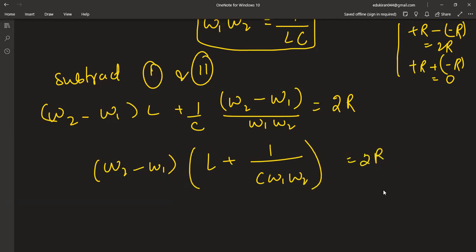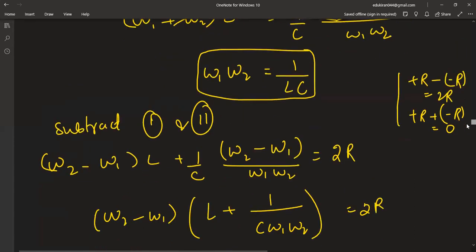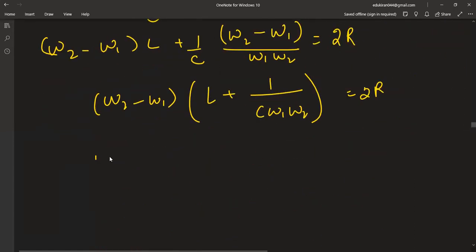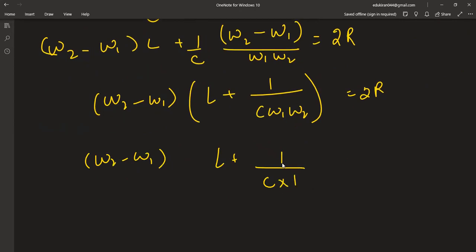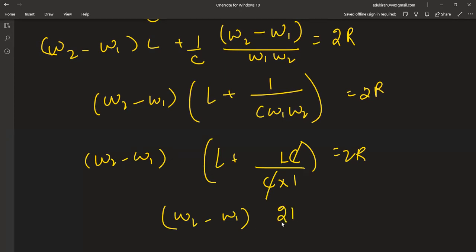Can you see, class, we are stuck here. We'll not be able to simplify this further. Nothing is being cancelled. But omega 1 into omega 2, we have already obtained from here. That is 1 by LC. That's why we had added these equations. This was the significance. So omega 2 minus omega 1, L plus 1 by C, now omega 1 into omega 2 is 1 by LC, is equal to 2R. Now this can be simplified further. C will be cancelled. Omega 2 minus omega 1 into 2L is equal to 2R.